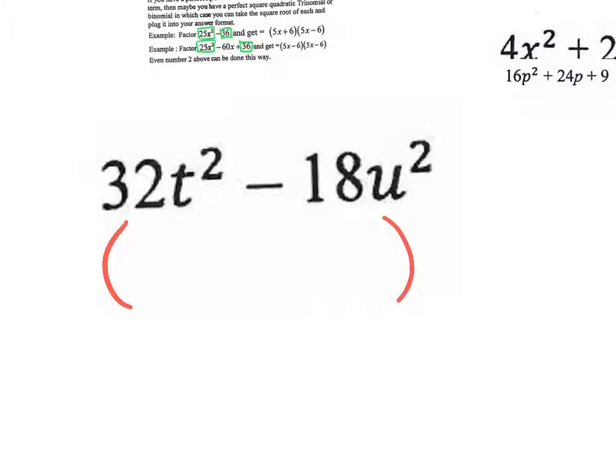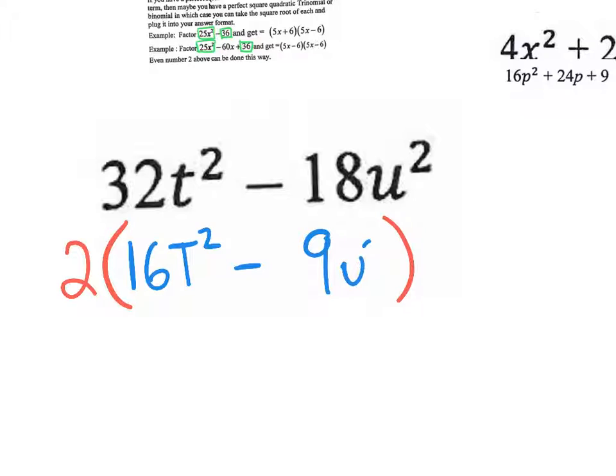Could I pull out a 4? Could I pull out a 6? What could I pull out? What's in common? 2. That's the only thing I could pull out. What would be left on the inside? 2 times what is 32? 16. Still have the t squared. Minus 2 times what is negative 18? Minus 9 with the u squared.